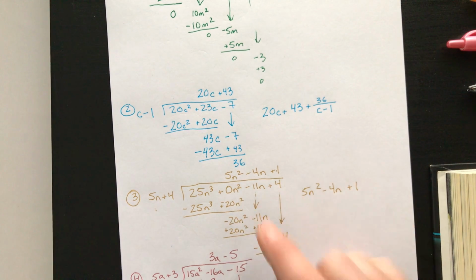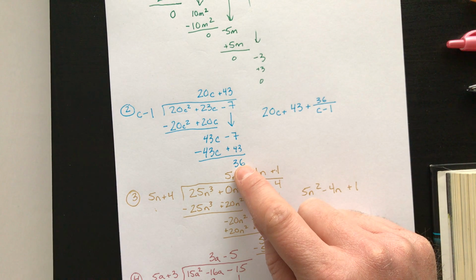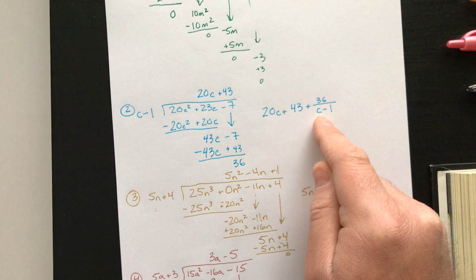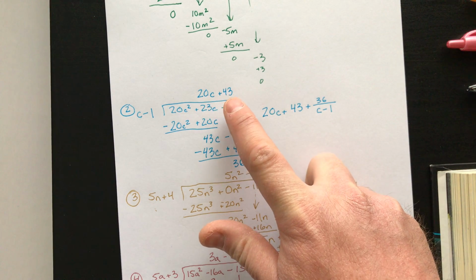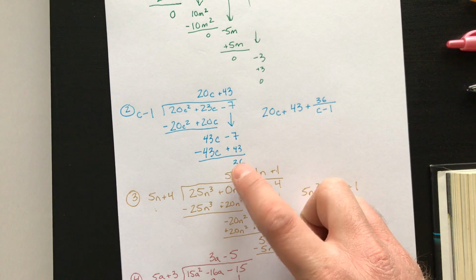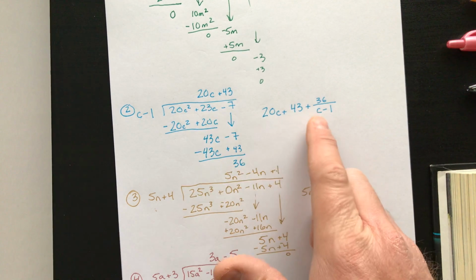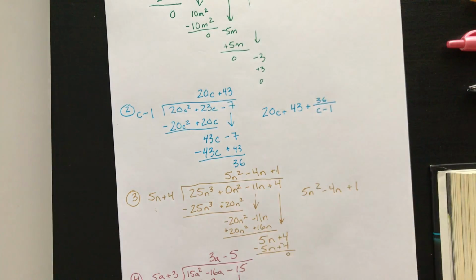Make sure if you have a remainder at the end, like here with the 36, you add that term at the end of your 20c plus 43. I added in plus 36 over c minus 1. That's always going to happen if you have a remainder.